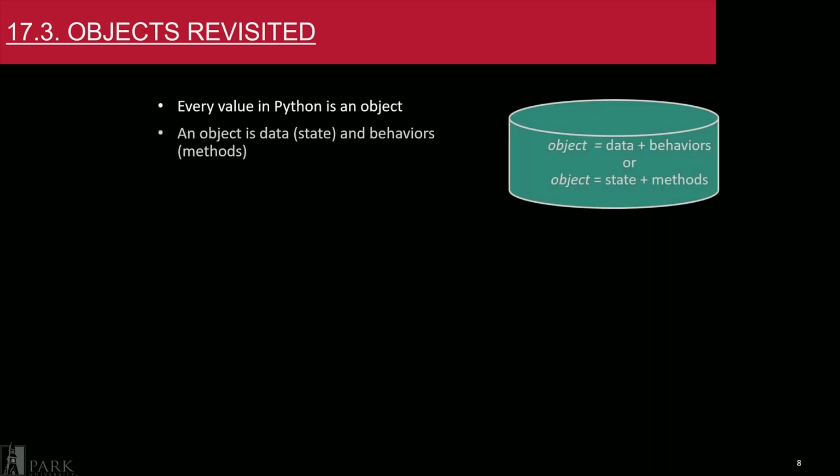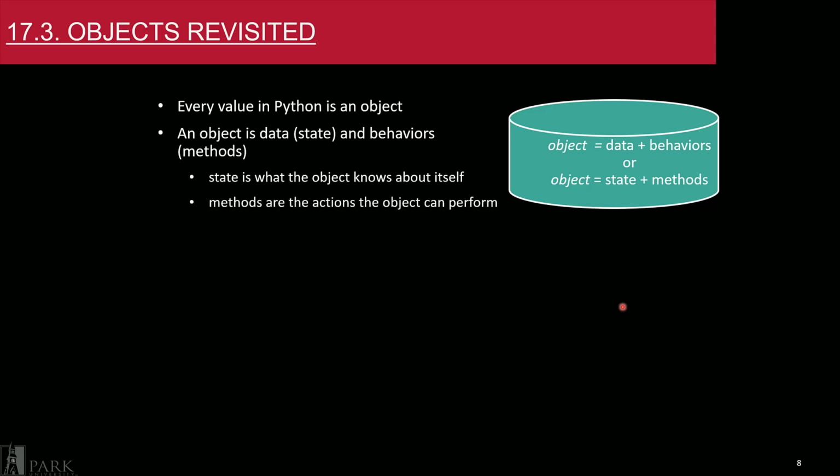It's important to note and to realize that every single value in Python is in fact an object. And as I've stated previously, an object is data and behaviors that belong to a particular class. So here you can see that an object is its data and its behaviors. We also say that it's its state and methods. You can use those terms interchangeably. The state is basically the current state of the object. It's what the object knows about itself. We're not talking about geographic states. We're talking about logical states.